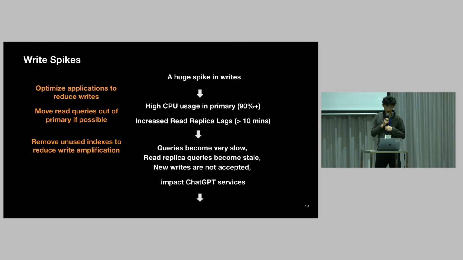We also found that there is some write amplification, because we basically send more write ahead log to replicas than we expected. We found there are many unused indexes which can increase the volume of the write ahead log. So we basically remove unused indexes to reduce write amplification. In this case, the primary can send less log to the replicas. It can help with replica lag.